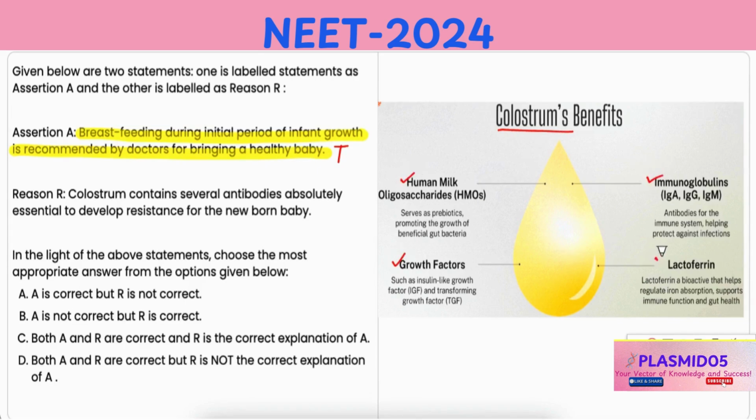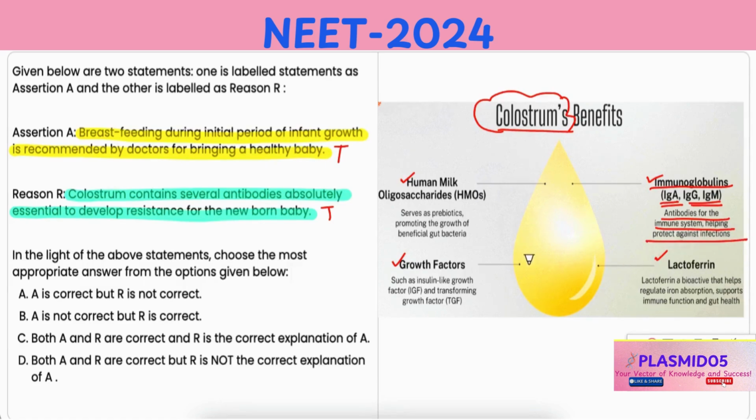Now, the reason states that the colostrum contains several antibodies absolutely essential to develop resistance for the newborn baby. Now, this is also correct because colostrum, which is the first milk produced by the mother, is very rich in antibodies like antibody A as well as other immune factors. And these are very important for helping the newborn to develop resistance to infections and build its immune system. Thus, both A and R are correct, and R is the correct explanation of A. Hence, the correct answer is option C.